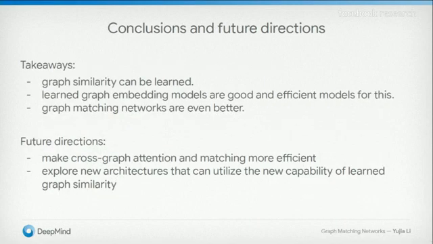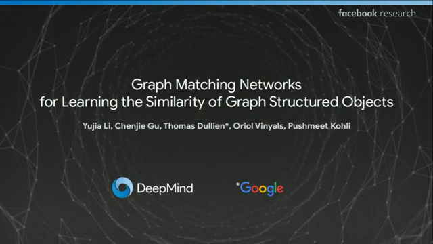So to conclude, I hope I've convinced you that graph similarity can be learned through graph neural networks. And the learned graph embedding models are very good and efficient for this kind of task, and the graph matching networks are even better. There are many different future directions we could explore. One obvious one is to make the cross-graph attention and matching more efficient. And the other, probably more exciting direction is to explore new deep learning architectures that can utilize this new capability of learned graph similarity. So with that, I'll conclude and happy to answer any questions.